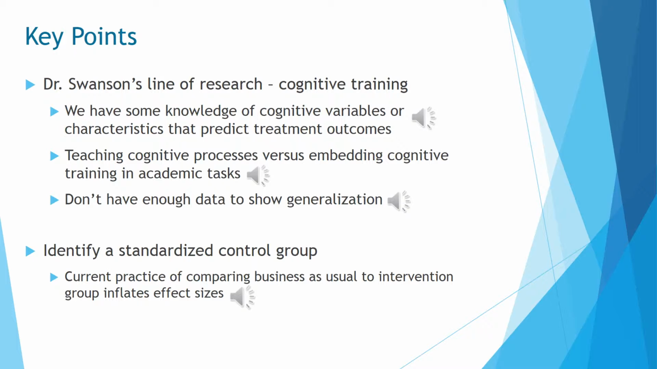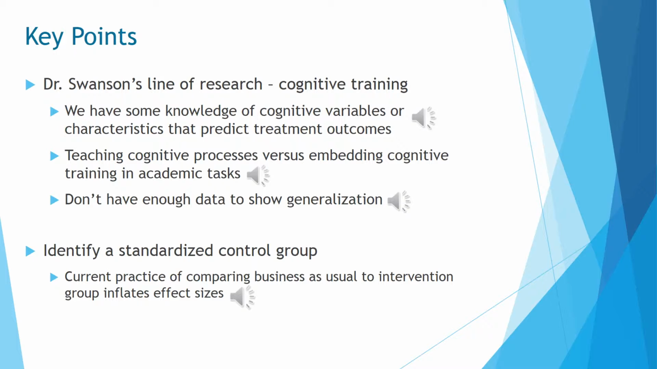Two different approaches to improving academic outcomes include directly teaching cognitive processes, such as working memory, for extended periods of time, or embedding this training in academic tasks. Because there's not enough data to show that learners show generalized improvements from being explicitly taught cognitive processes, Dr. Swanson recommends embedding this training in academic domains. He isn't convinced, for example, that teaching memory will immediately help a student become more fluent at word retrieval.